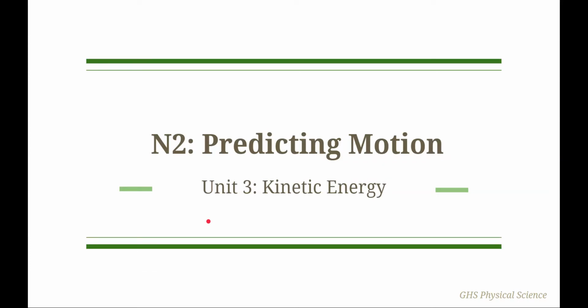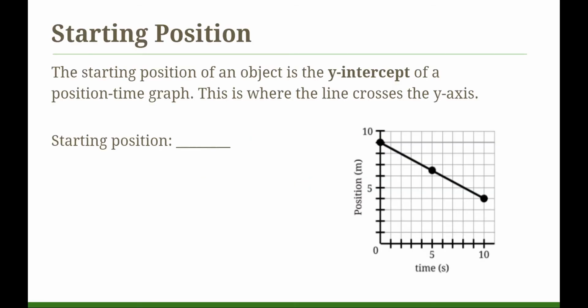All right, today we will be talking about how to predict motion based on position time graphs like the kind that you made in your position time lab. So first up is the starting position. To find the starting position of an object from a position time graph, it's just the y-intercept.